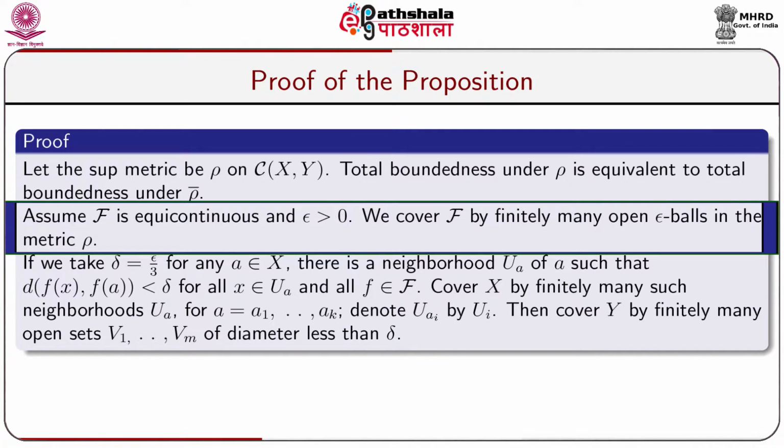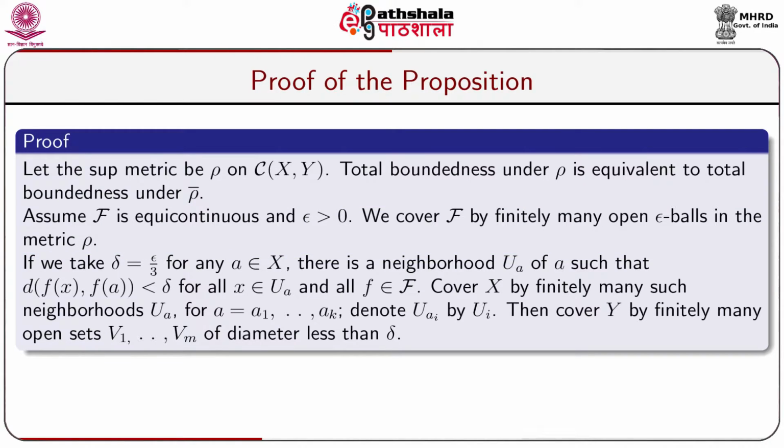Assume that script F is equicontinuous. We have to prove that script F is totally bounded under the metric rho. That means we have to prove that given any positive real number epsilon, we can find a finite subset of script F, say f1, f2, ..., fk, such that B(f1, epsilon), B(f2, epsilon), up to B(fk, epsilon) cover script F. That means we have to find a finite epsilon net of script F. For this, let us set delta equal to epsilon by 3.